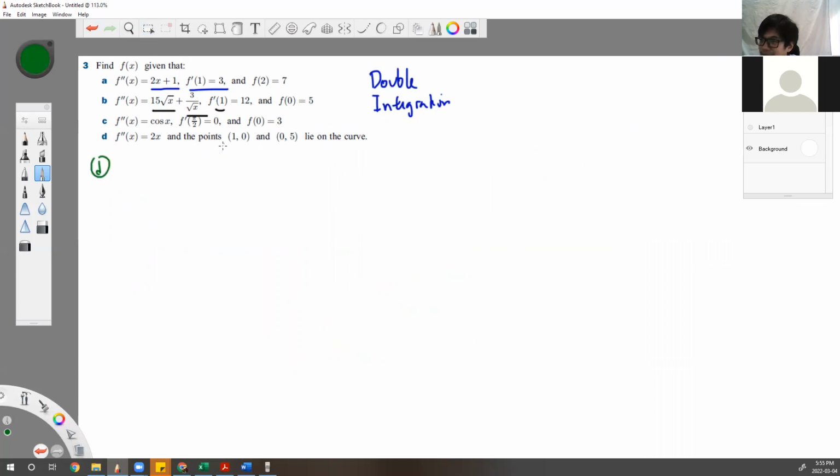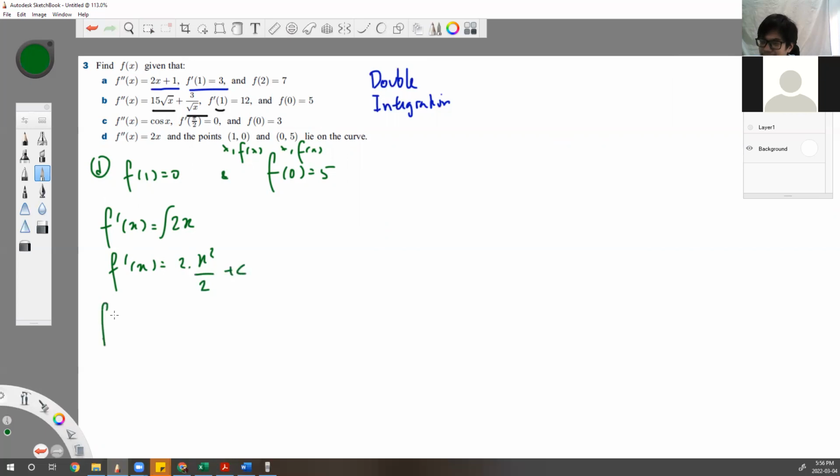The point, this is x and f(x), right? So we know that f(1) equals 0 and f(0) equals 5. We don't have the double derivative, the single derivative, or the single integration. The first integration is not in the clue. So f''(x) equals 2x, integrate, right? So f'(x) will equal 2 times x squared over 2 plus c. So the first derivative is x squared plus c.